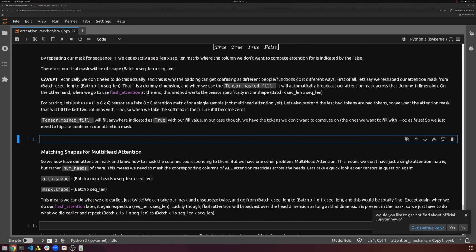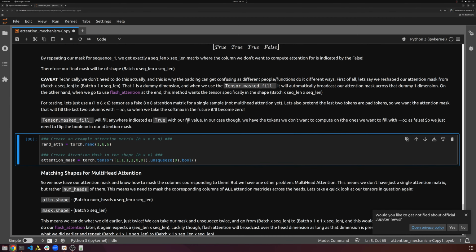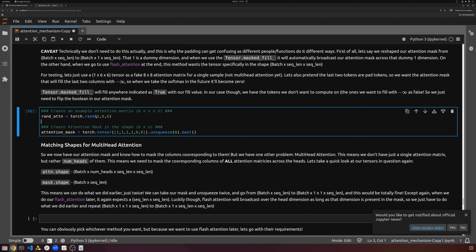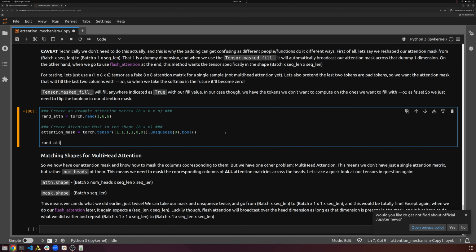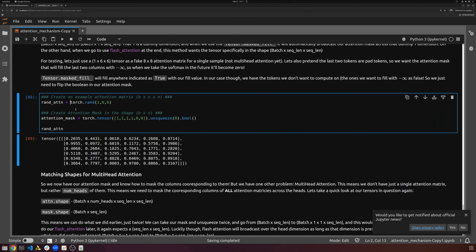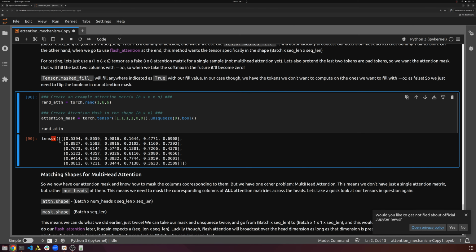I'm going to generate a fake tensor. So I've created a fake random attention matrix. It's a sample of 1 with a 6x6 attention matrix. We can look at ran attention, and there we go. This is my 6x6 attention matrix of how things relate to each other. Actually, we don't want to do a softmax just yet. Softmax comes at the end. So these would be like the raw outputs of our model. There we go, our 6x6.